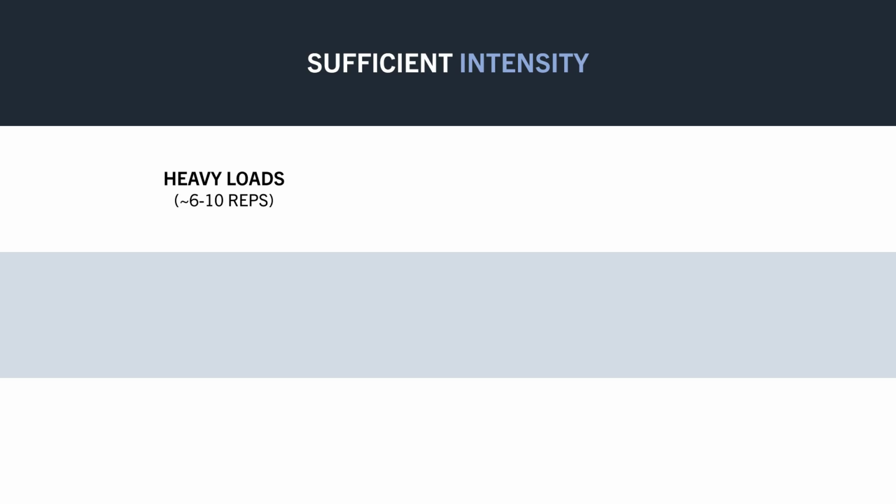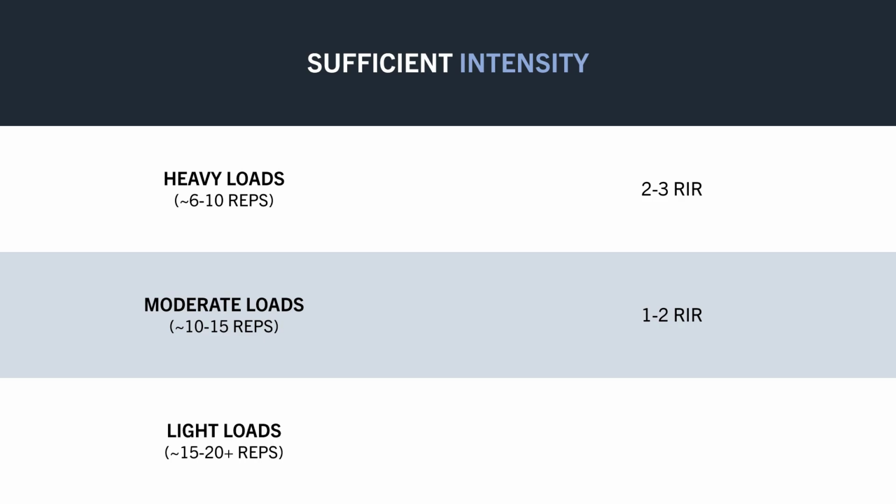As a general guide, when training on the heavier end of the hypertrophy spectrum with around 6 to 10 reps, we can afford to train a little further from failure, probably around 2 to 3 reps in reserve. When training with a moderate rep range around 8 to 15 reps, we probably want to train slightly closer to failure, probably around 1 to 2 reps in reserve. And when training with higher rep ranges in the 15 to 20 plus range, we need to train closer to failure to maximize muscle growth, probably around 0 to 1 reps in reserve.